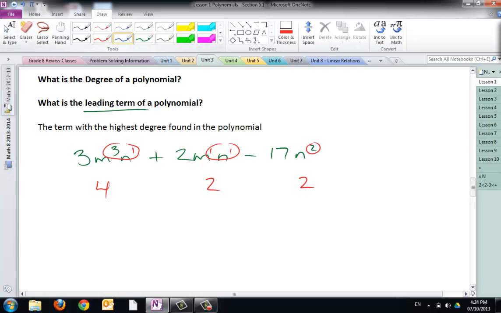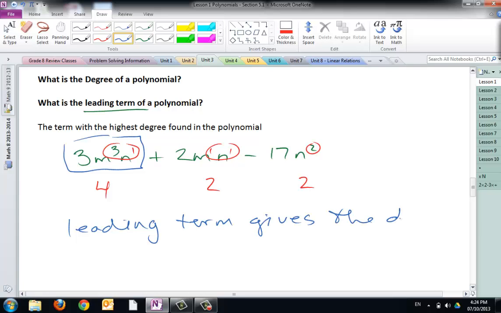That makes this 3m cubed n the leading term of the polynomial, and the leading term also determines the degree of the polynomial. So the leading term gives the degree of the polynomial as well. So for this trinomial that I've just given you, the degree of the polynomial would be 4.